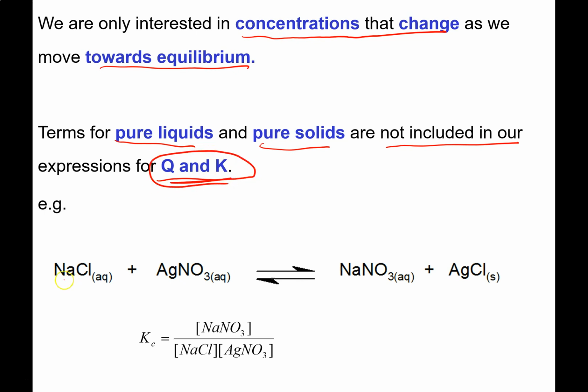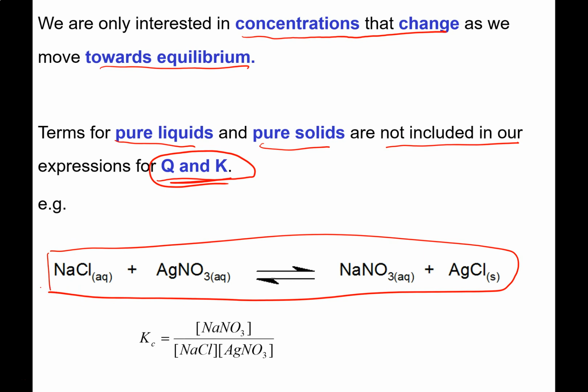So if I'm going to write the expression for the concentration equilibrium constant for our precipitation reaction that we were looking at previously, I'm going to omit the concentration term for the silver chloride solid that is produced. And so Kc will just be the concentration of NaNO3 divided by the product of the concentrations of NaCl and silver nitrate. So this, which is a constant, just gets incorporated into our value for Kc.